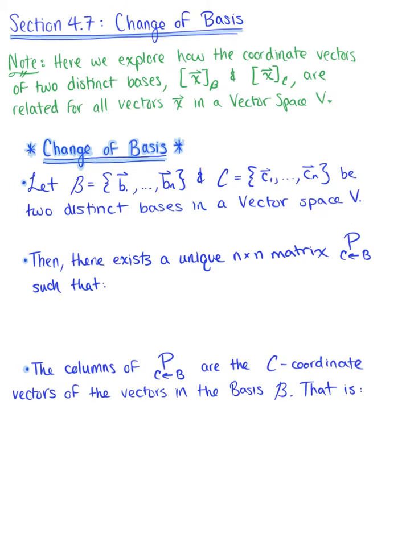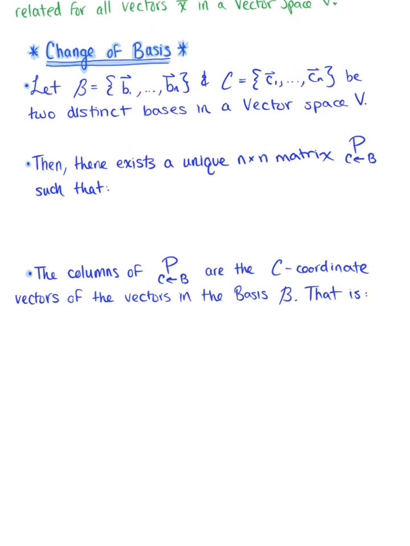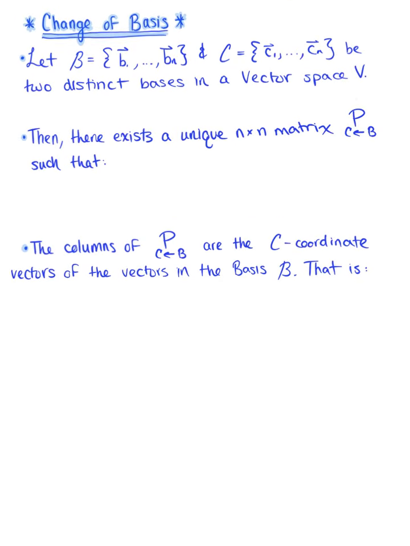In section 4.7, we are looking at the change of basis. So here we're going to explore how the coordinate vectors of two distinct bases are related for all vectors x in some vector space V. So here we go. Here is our change of basis formula.